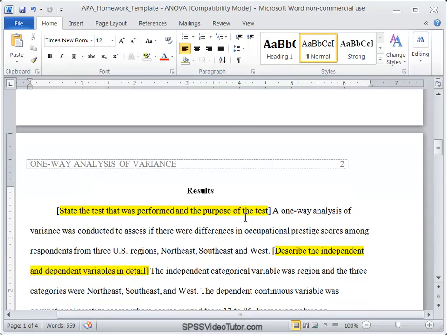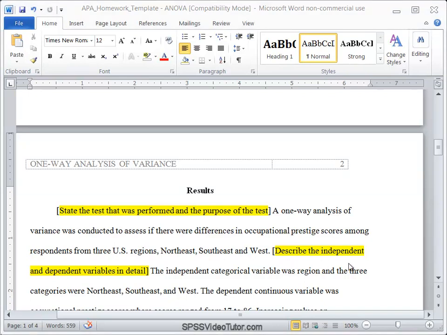And then you have results, and then the first thing that you want to do is you want to specify the test that was performed and the purpose of the test. Okay, keep in mind that you must always write your results in past tense. Alright, so a one-way analysis of variance was conducted to assess if there were differences in occupational prestige scores among respondents from 3 U.S. regions: Northeast, Southeast, and West.